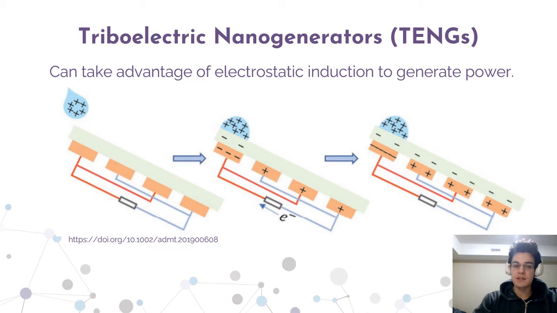If the droplet were instead carrying a negative charge, the opposite would happen. Electrostatic induction would repel electrons within the device, and we could then harness the flow of electrons away from the droplet to generate electricity. Using these principles, we will be able to design and build a triboelectric nanogenerator that can use the electrostatic charge of raindrops to generate power.